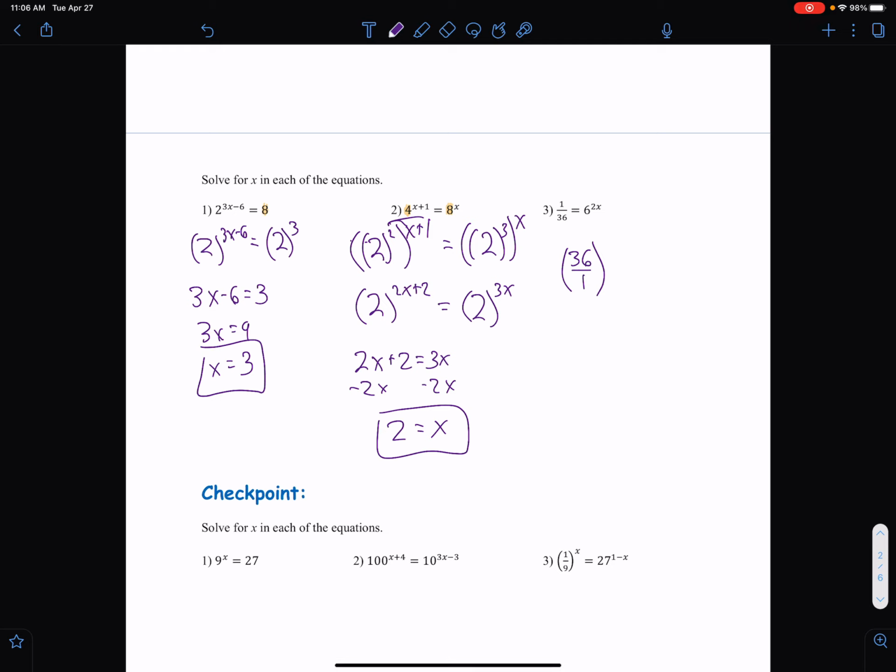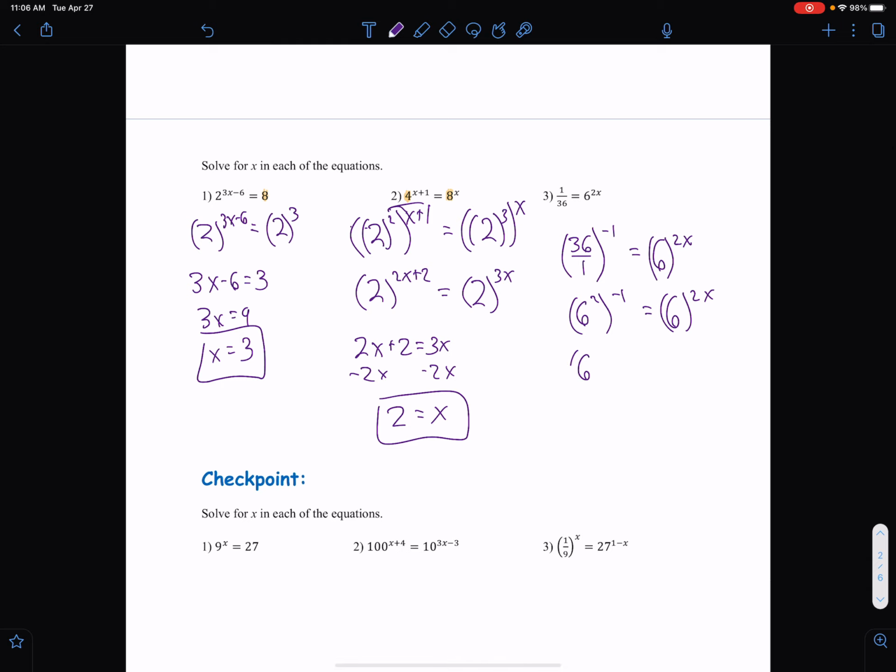I'm going to kind of do this in 2 steps. If you want to do this in 1 step, that's fine. I'm just going to break it down. So I'm going to write 36 over 1 to the negative first power, because that's going to be equal to 1 over 36. That's how you get that flip. And then, okay, so how am I going to write 36 as 6? Well, 36 is just 6 squared. So I can rewrite that as 6 squared. So when I do power to a power, that's really 6 to the negative second power equals 6 to the 2x.